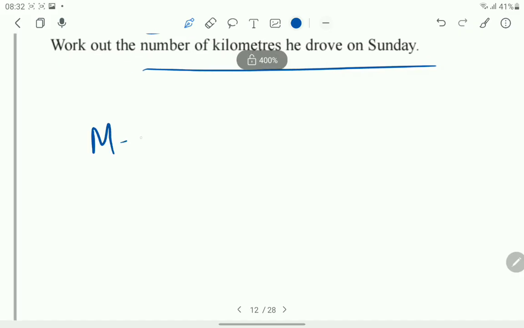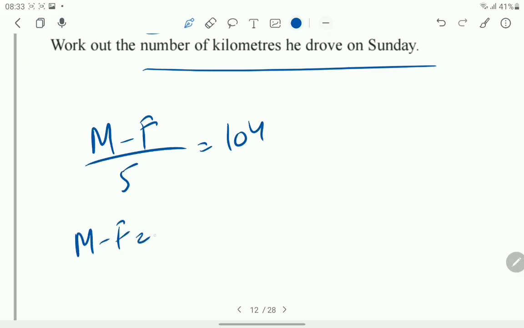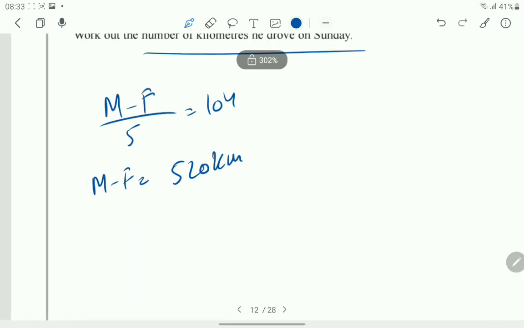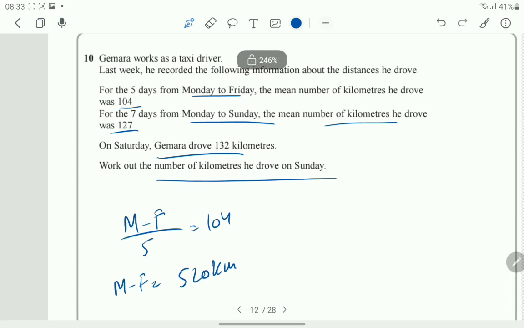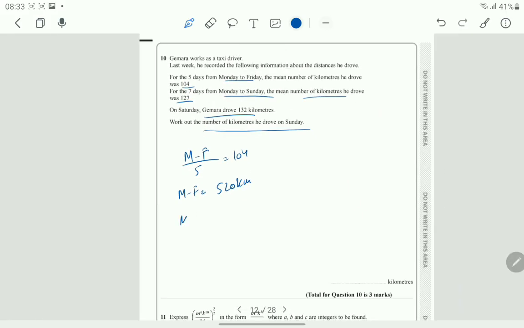So let's say that Monday till Friday was 5 days and he drove a mean of 104 kilometers. So Monday to Friday he drove 520 kilometers. Now we have a new average for 7 days. So 7 days means Monday till Friday plus Saturday, which is 132 kilometers, plus Sunday, which is unknown, and that is the requirement of the question. And these are 7 days, and we know that the average for 7 days is 127.